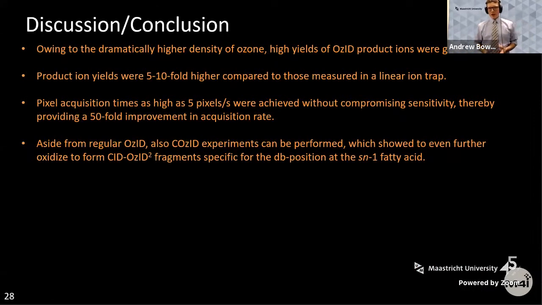And owing to the dramatically higher density of ozone, we were able to get higher yields of OzID products. This was about 5 to 10-fold higher compared to those measured in the linear ion trap. Pixel acquisition times were as high as 5 pixels per second without compromising any sensitivity, providing a 50-fold improvement in our acquisition rate. And aside from OzID, Cos-ID experiments can be performed, which allow us to do CID-OzID squared fragments, which are specific for the double bond position at the SN1 fatty acid.